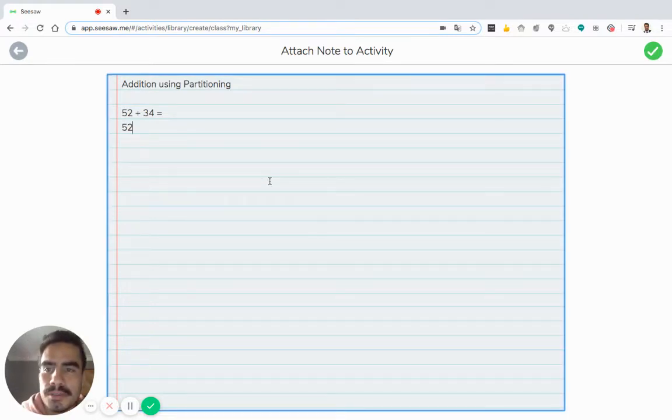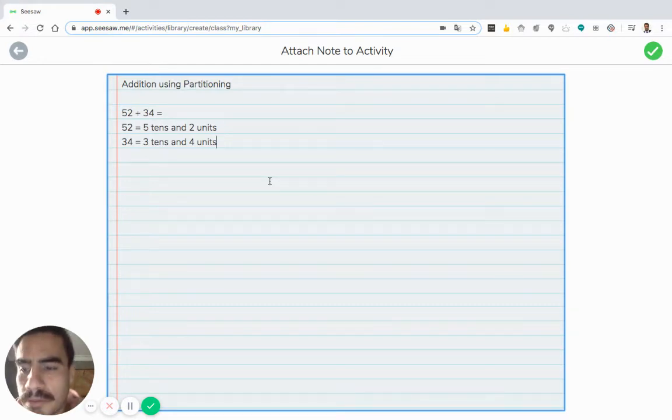So in the first way, we need to break 52 into tens and units. This you already practiced last week. So 52 is the same of 5 tens and 2 units. We also need to break the number 34 into tens and units. 34 is the same of 3 tens and 4 units. If you still have any question with this, you can go back to that activity that we practiced last week that explained better how to break into tens and units, okay?